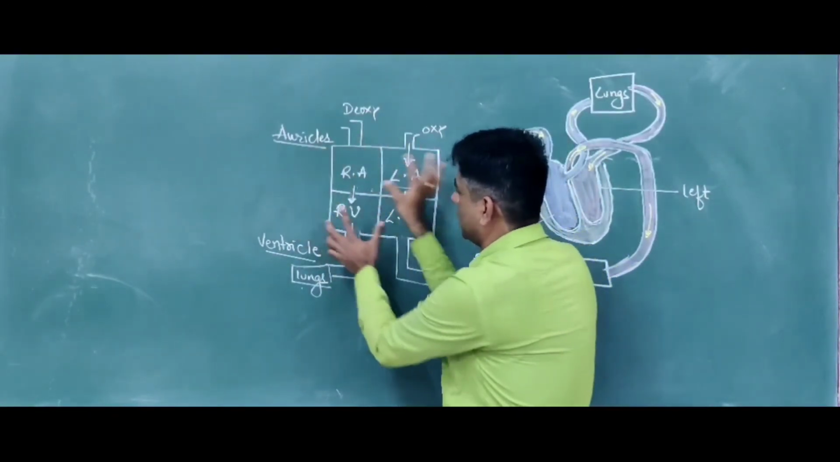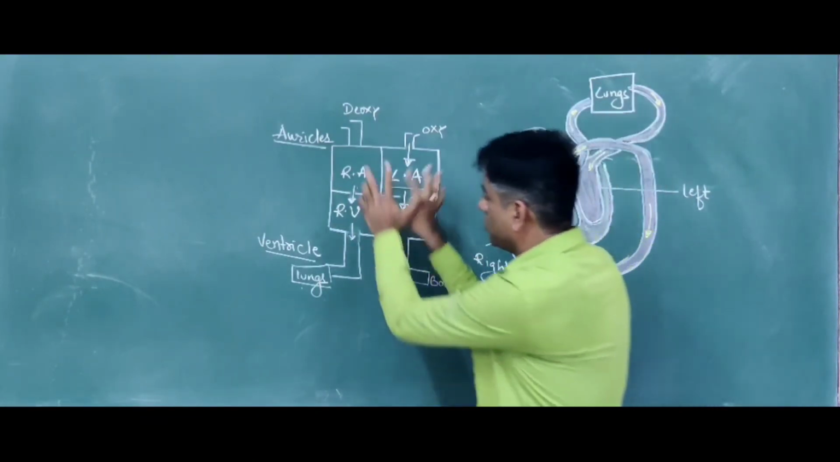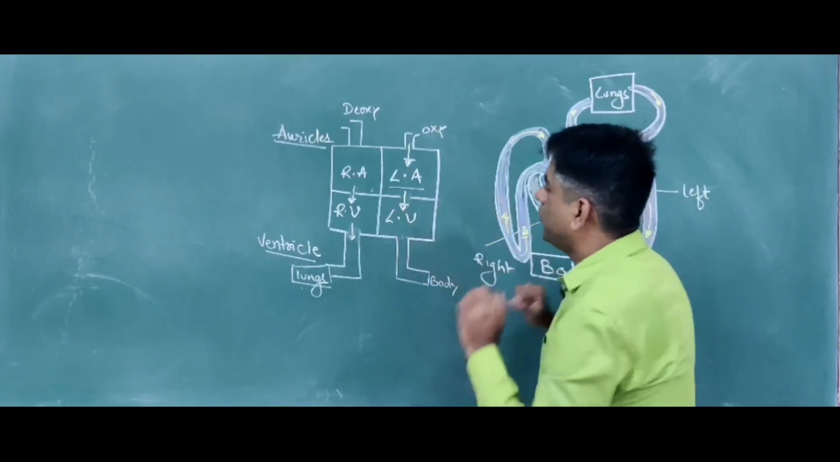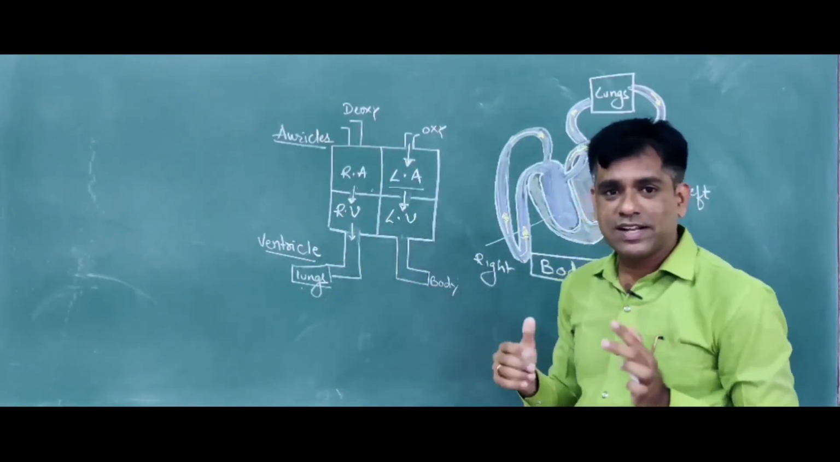Now there are many things which are going to prevent the backflow. There are many things which are going to see that everything goes smoothly. There are valves in between. The intricate structure of the heart is there, that probably we'll discuss in our coming session.